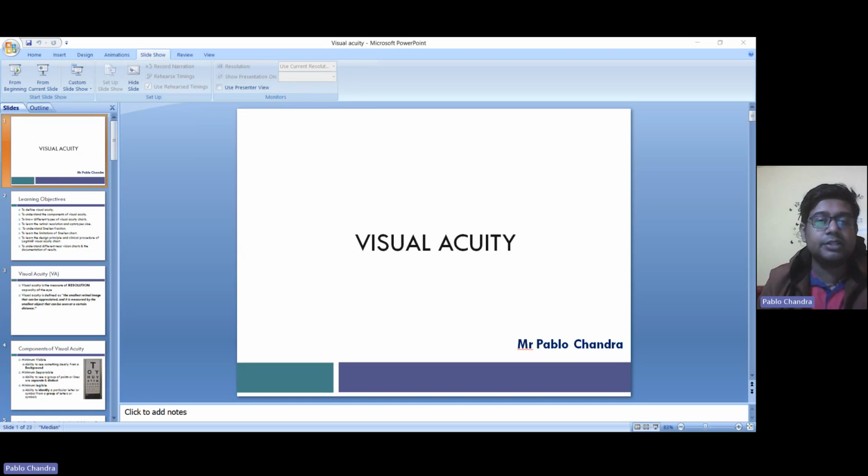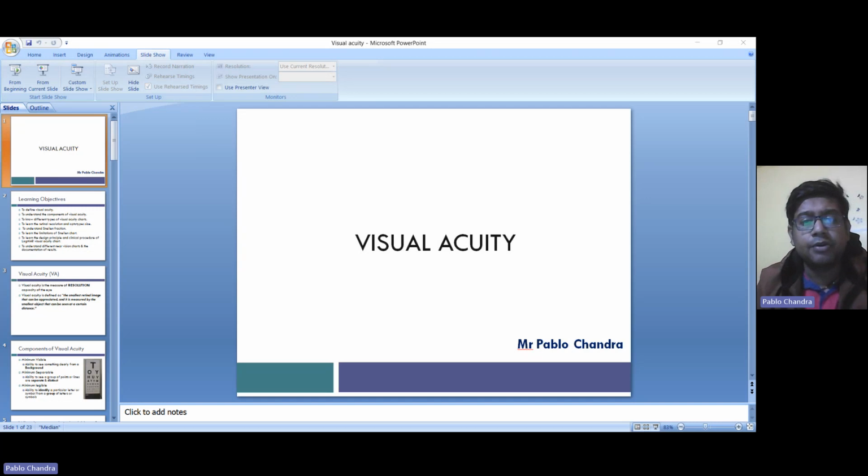So visual acuity is a quick way to understand which component we can use and which optical instruments we need to use to do the correction. Next, it also helps to monitor the eye health during treatment.